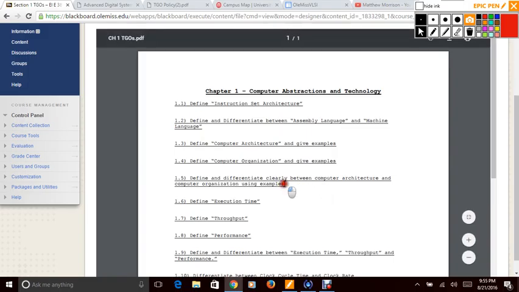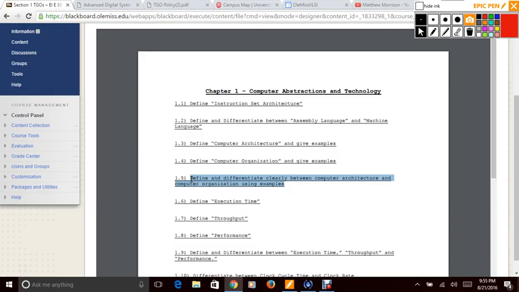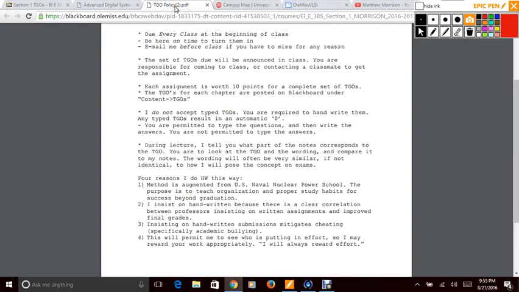So I will tell you right now, and I'll describe in class why this is. I have no problem telling you this. The very first problem on the very first exam will be in this exact wording: define and differentiate clearly between computer architecture and computer organization. And I'll typically say using three examples of each. And I will go into much more detail as to why that is.